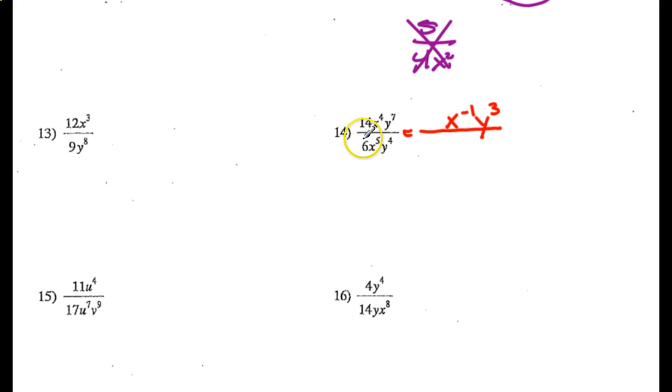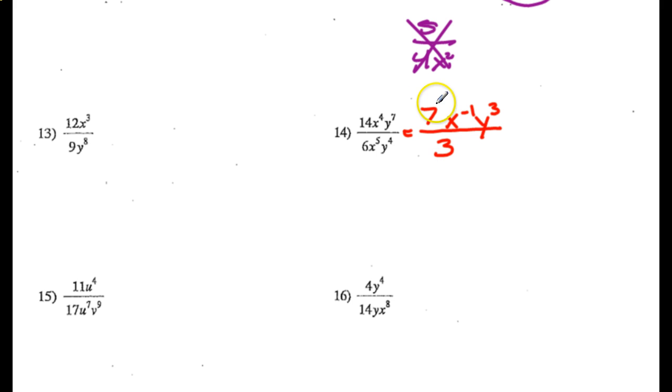Now remember, I'm not going to subtract these because these are not the same base. So I treat them like regular numbers. 14 divided by 6, I can't divide it. It'll give me a decimal, but I can simplify. I can divide both of these by 2 because they're even. So 14 divided by 2 is 7. 6 divided by 2 is 3. Alright, so far so good.